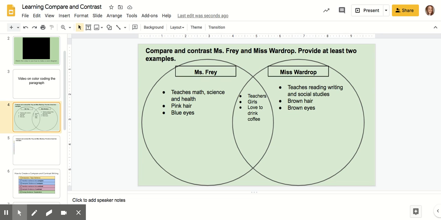Okay, so now I'm going to take the Venn diagram and use it to write my answer. My question is, compare and contrast Miss Fry and Miss Wardrop. Provide at least 2 examples. If you look, we already have 3 examples of how they're different and 3 examples of how they are the same. Remember, same is compare, contrast is different.